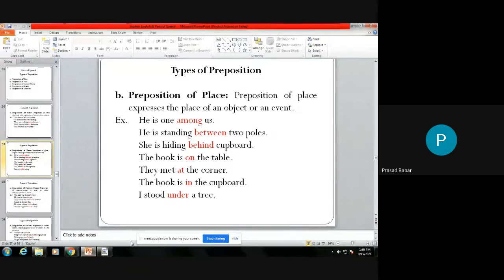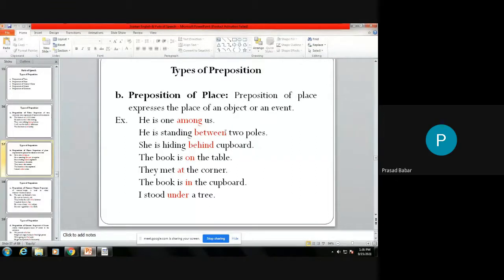Then the next example is, I stood under a tree. Where did I stand? If we ask this question, then it is answering, under a tree. So under is working as a preposition, and it is showing where I was standing. Okay, so that is why under is a preposition of place.